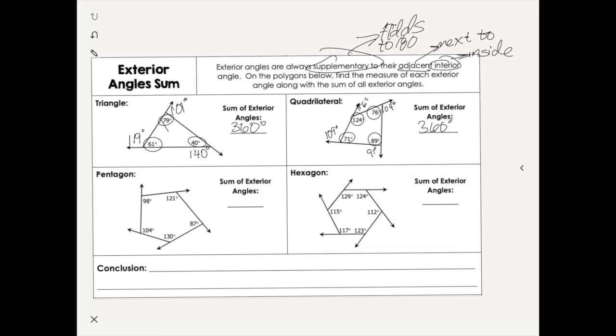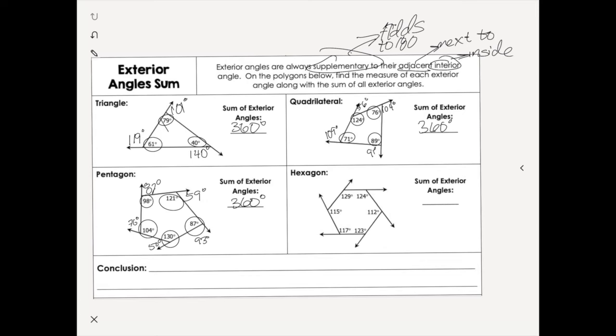Going on to a pentagon, a 5-sided figure. 180 minus 121, we're going to get 59. 180 minus 87, we're going to get 93. 180 minus 130, we're going to get 50. 180 minus 104, we're going to get 76. 180 minus 98, we're going to get 82. And it's still going to add up to 360. If you add 82, 59, 93, 50, 76, you're still going to get 360.